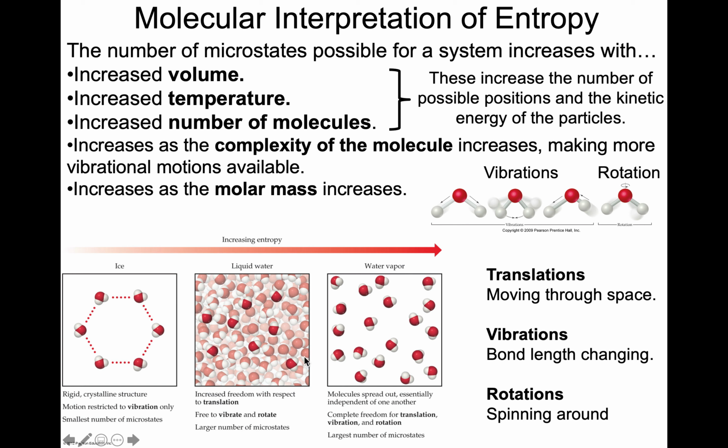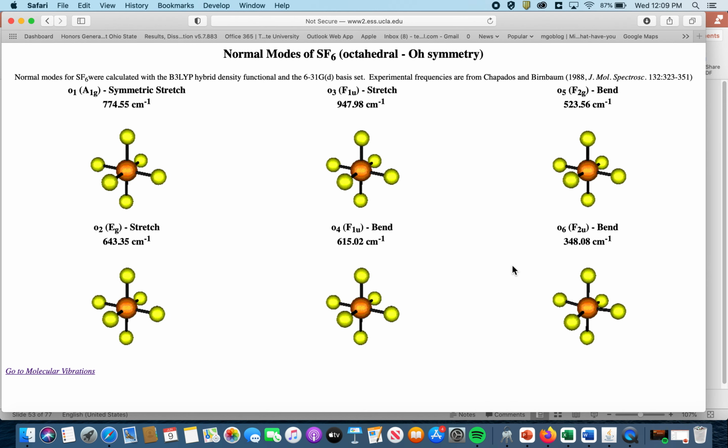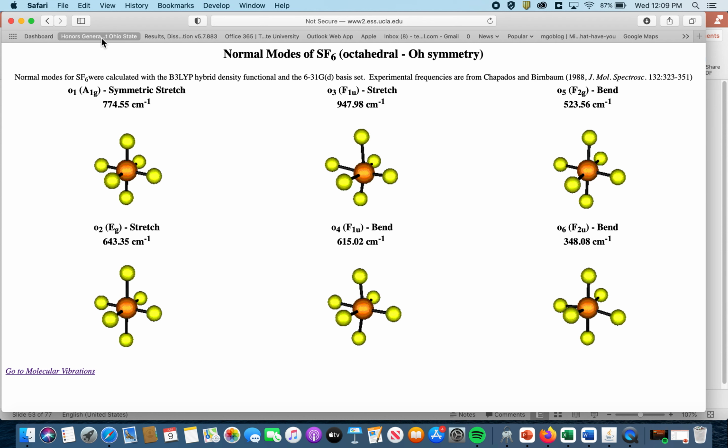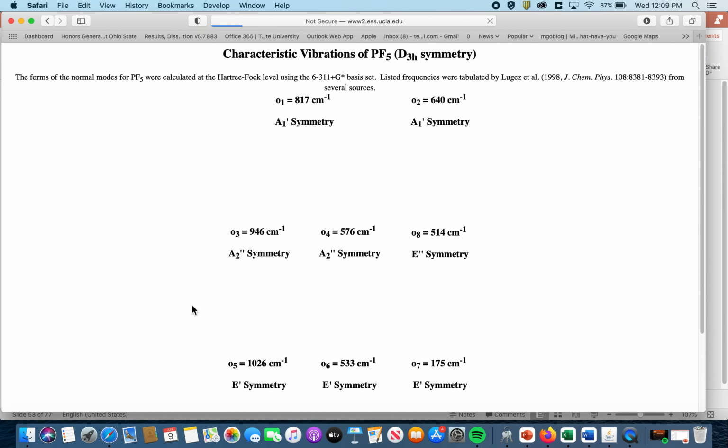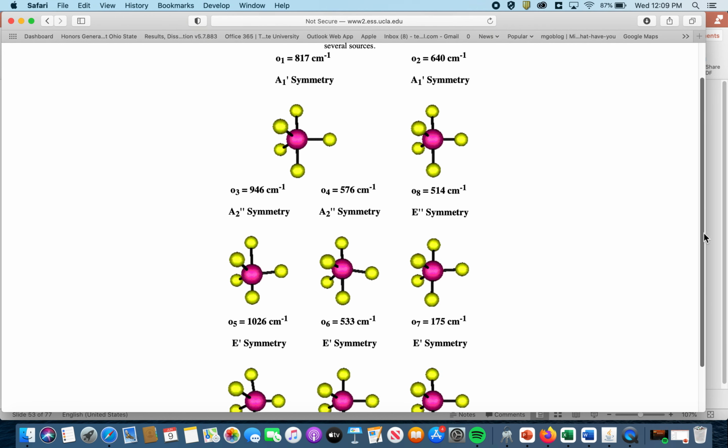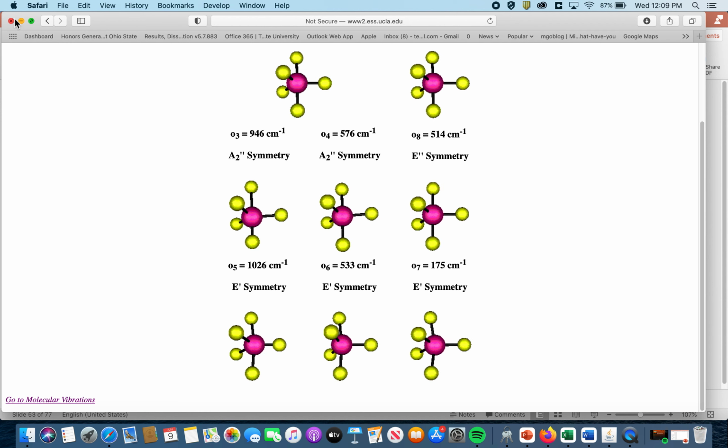Quick aside I usually share, I like any opportunity I have for using this simulation. I like to show, given the complexity of the molecule, how many different ways can it move? This was a very simple tetrahedral molecule. I see that I have 4 different vibrations possible. More complex one, more vibrations possible. Even more complex, even more vibrations possible.